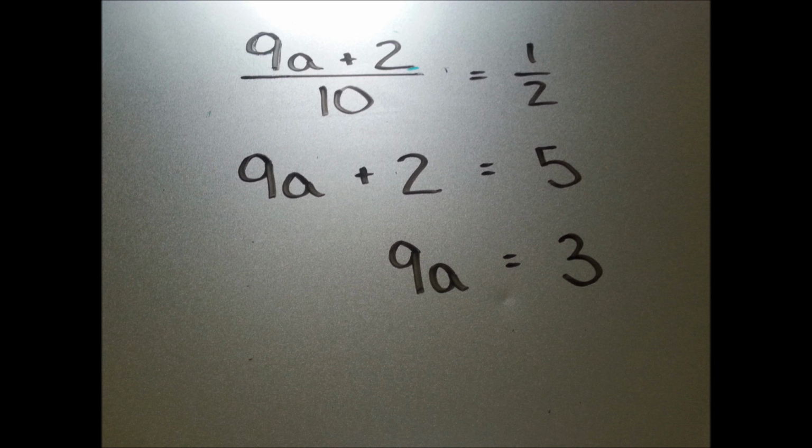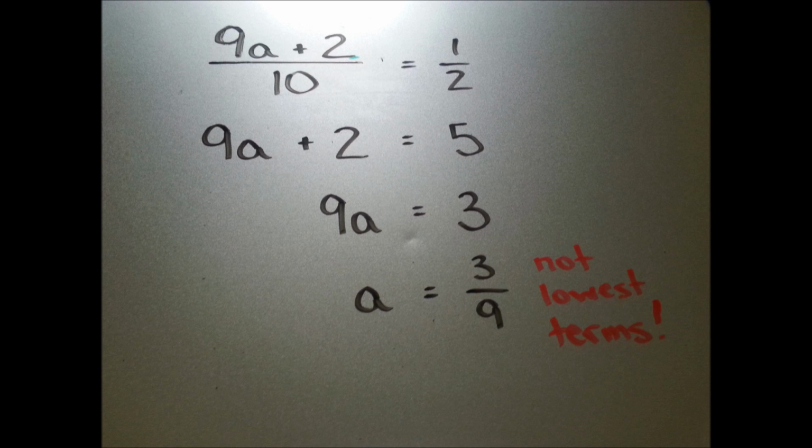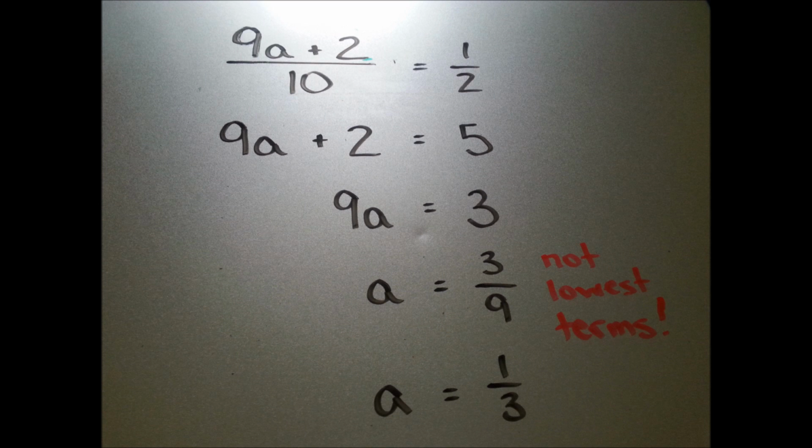Now we're going to undo the addition, subtracting 2 from each side. 9a must be equal to 3. Divide each side by 9. Let's look at that fraction. It's not in lowest terms, which is an expectation of this course. We can rewrite that as 1/3, and if we need to, use our graphing calculators to help us out.